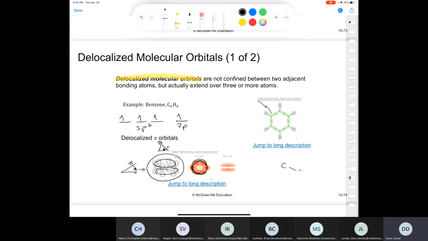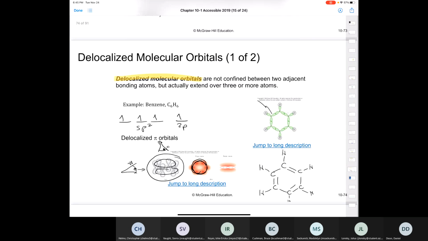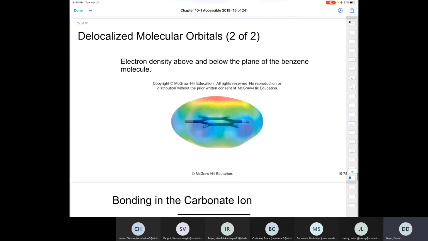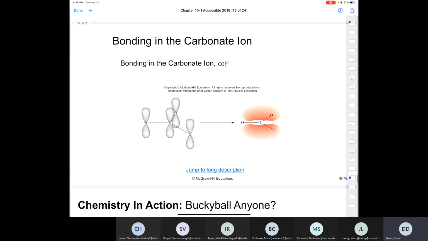If you draw the Lewis structure of benzene, it's got 6 carbons in a ring like this with double bonds that alternate, and then each carbon has 1 hydrogen attached like that. Another example would be, and let's just keep moving on.